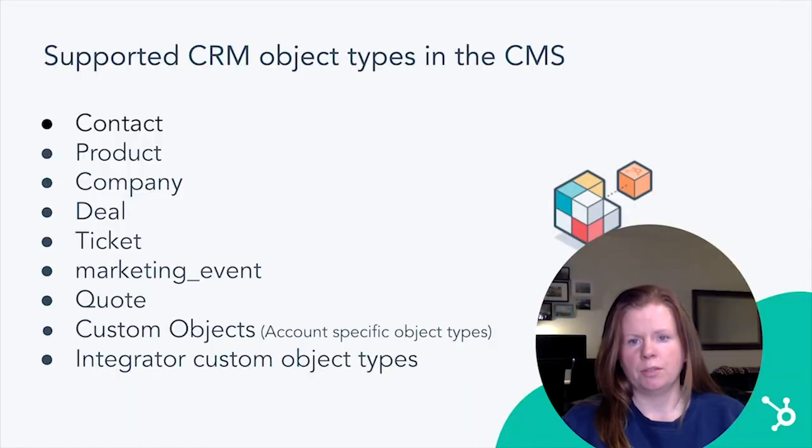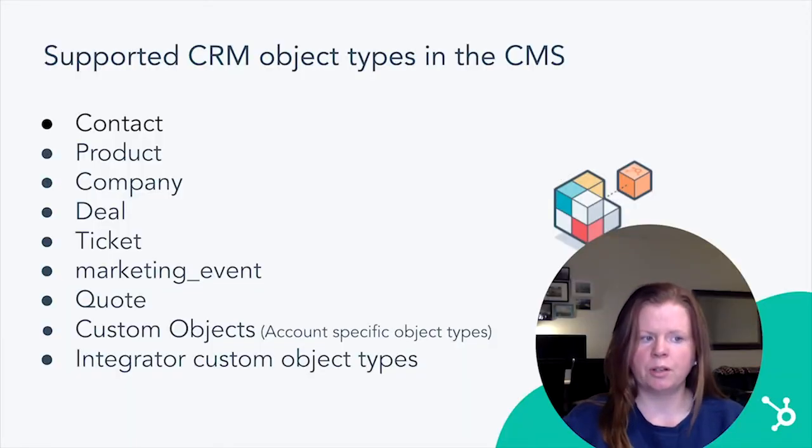This is huge because we're not just personalizing contact data anymore from the CRM. We're using all of these CRM objects across content. So we've got contacts, products, company, deal, tickets, marketing events, details. We've got quotes, custom objects, and integrator custom object types.